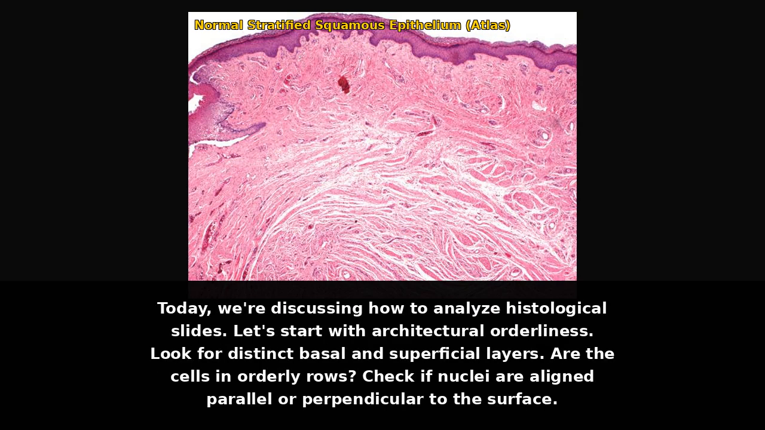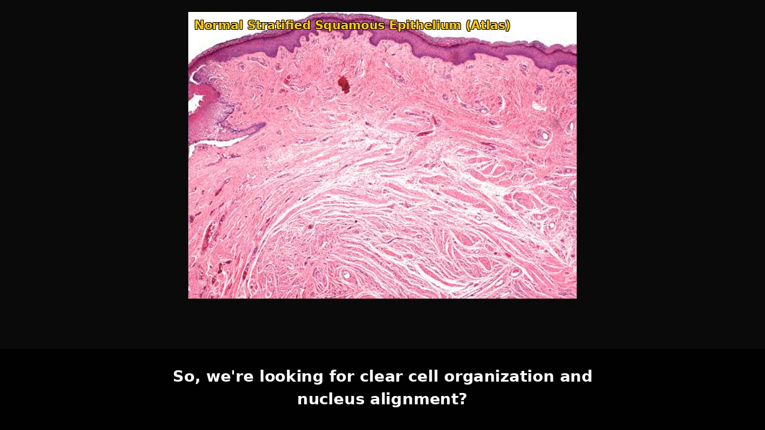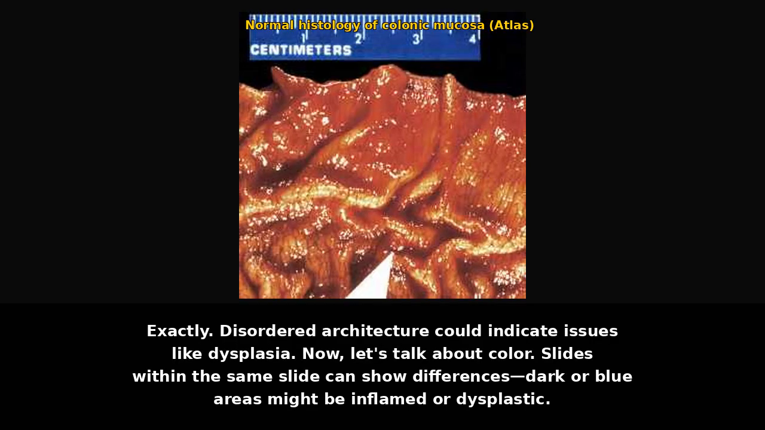Today we're discussing how to analyze histological slides. Let's start with architectural orderliness. Look for distinct basal and superficial layers. Are the cells in orderly rows? Check if nuclei are aligned parallel or perpendicular to the surface. So we're looking for clear cell organization and nucleus alignment. Exactly. Disordered architecture could indicate issues like dysplasia.